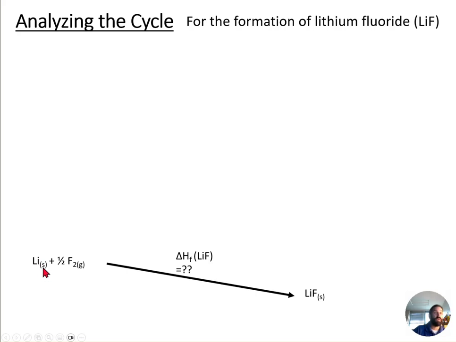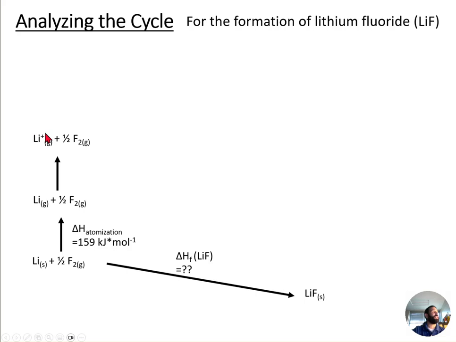The first thing we're going to do is turn those solid lithium atoms into gaseous lithium atoms. We have not done anything to the nonmetal yet, so the half mole of fluorine just comes on up, and that arrow represents the enthalpy of atomization, which is 159 kilojoules per mole of lithium atoms. The next thing we have to do is take those gaseous lithium atoms and turn them into gaseous lithium ions. Again, we didn't do anything to the fluorine, so it just comes on up there. This arrow here represents the first ionization energy for lithium, which is 520 kilojoules per mole.